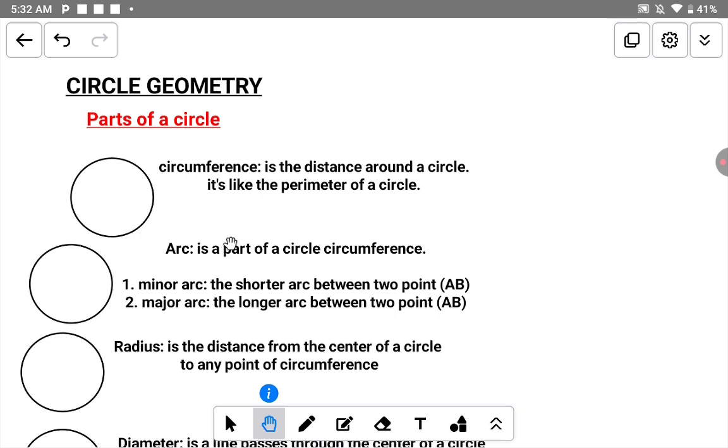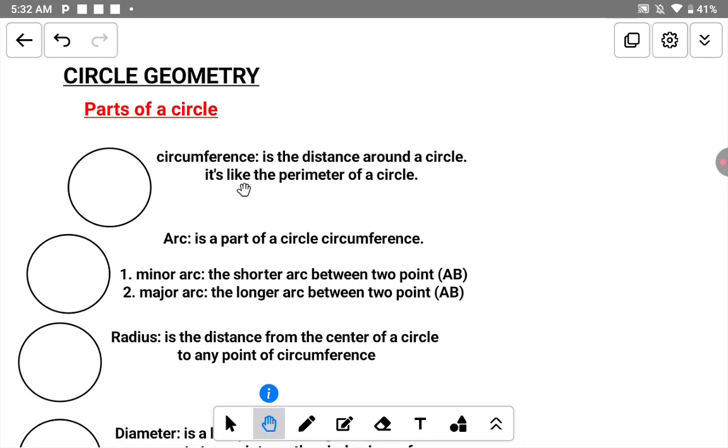So let's go to the parts of a circle. For the first part of the circle, you should take note of the circumference. Let me take the pen out. You can see the definition I have here. A rounded shape is a circle. Now, what I mean by circumference is the part of the circle you should take note of.